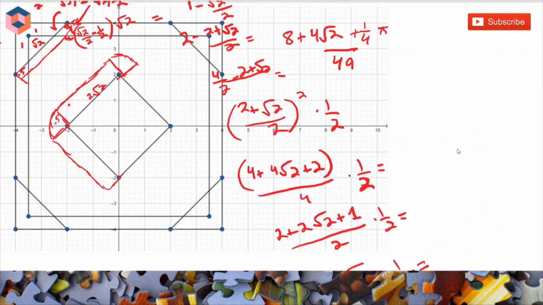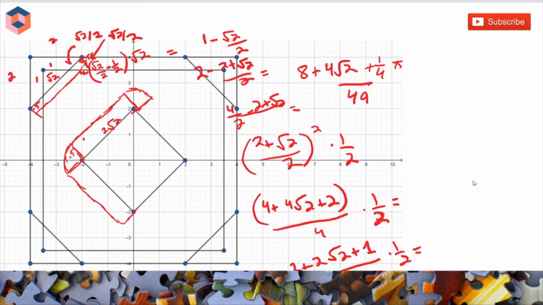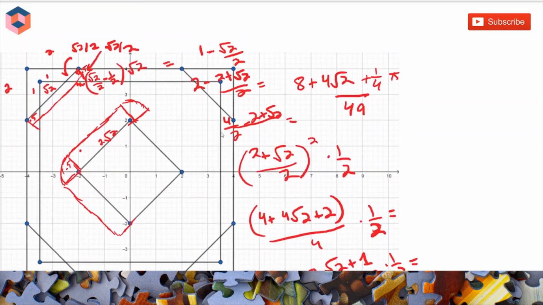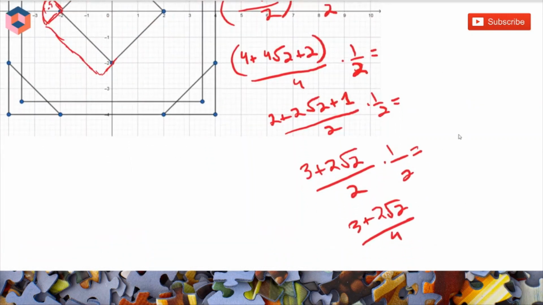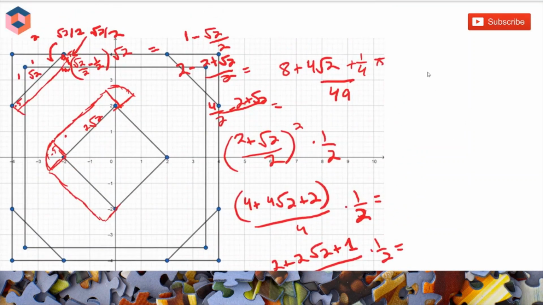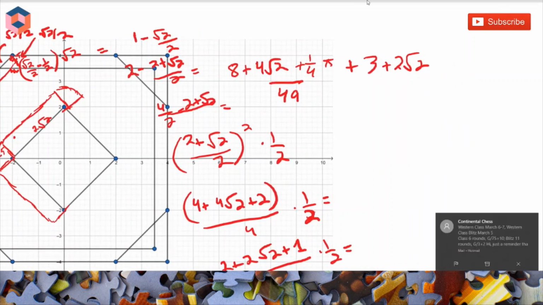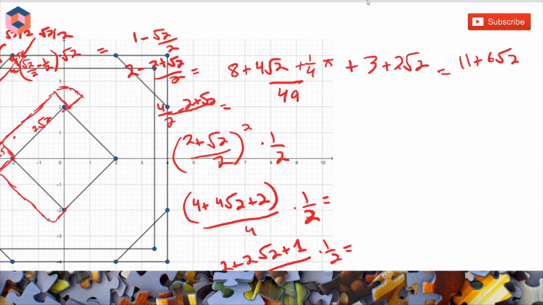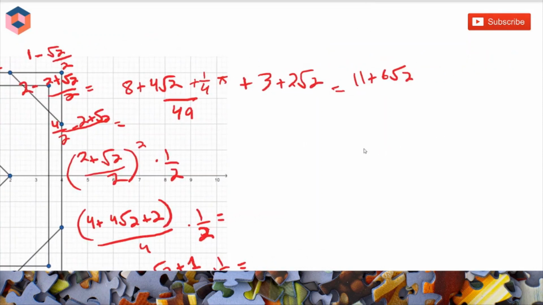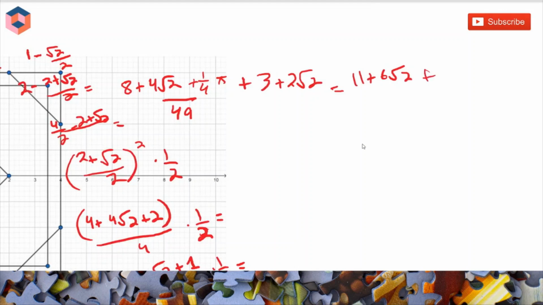Okay, so now since there's 4 of these regions, remember that there's 4 of these regions, one on each side, you would multiply this by 4 so the denominator would cancel, and we'd get 3 plus 2 root 2 here. So this would become 11 plus 6 root 2. And once we get 11 plus 6 root 2, we add in 1/4 pi over 49.